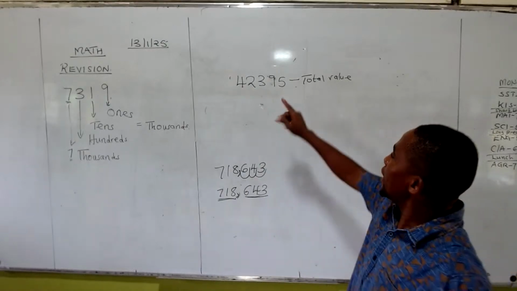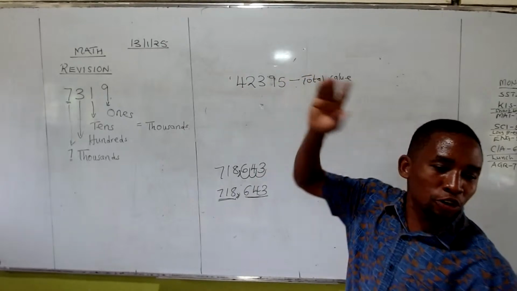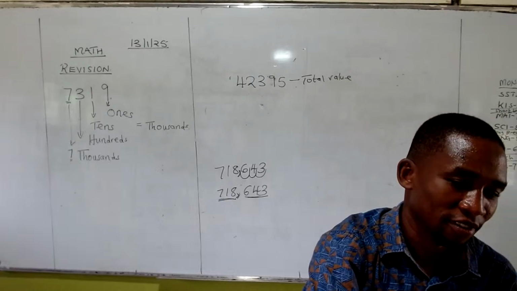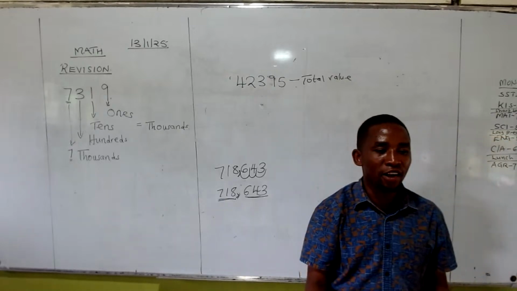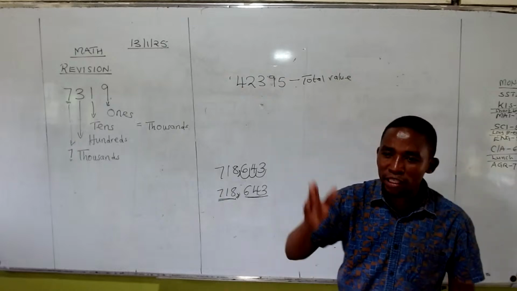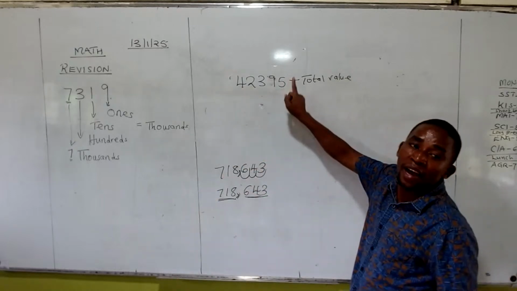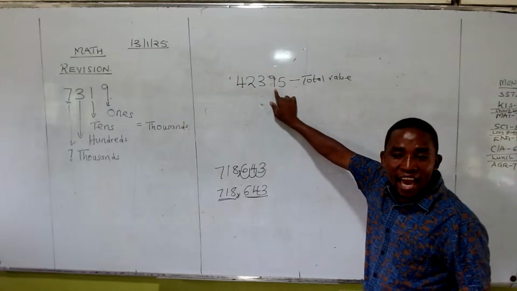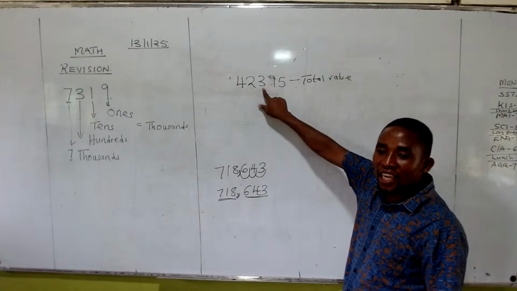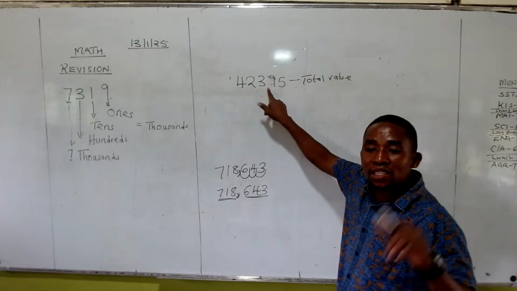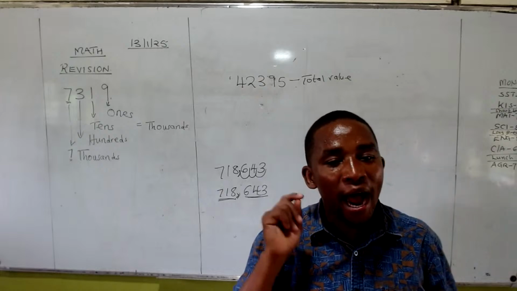Okay. We said here, how do we work out total value of a digit? We multiply the digit by its place value. If the digit is 5, multiply that digit by its place value. When the digit is 9, multiply the digit by its place value. When the digit is 3, multiply by its place value. That is the procedure of working out total value of a number.